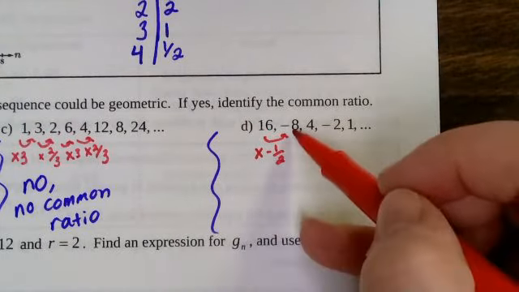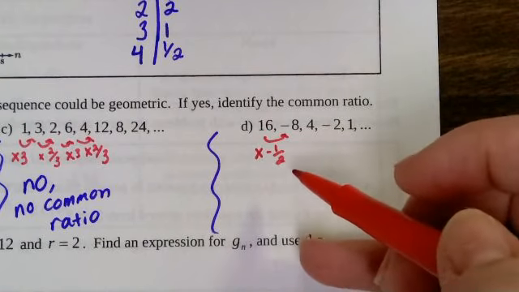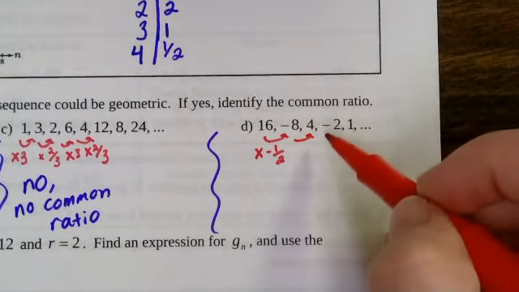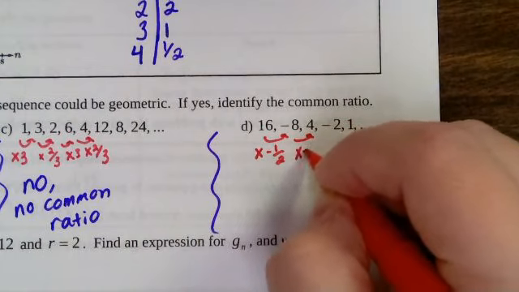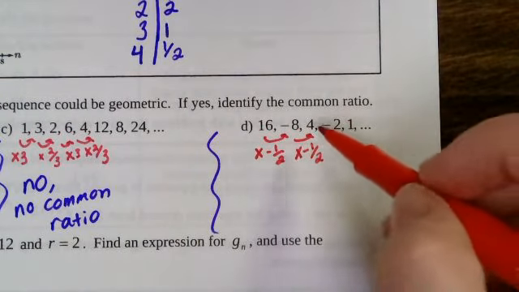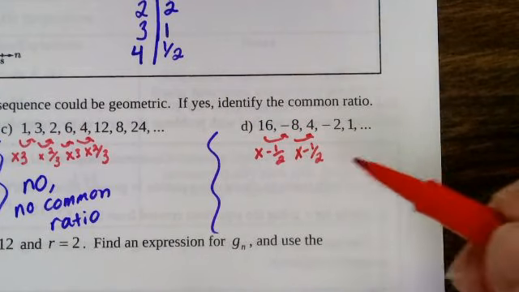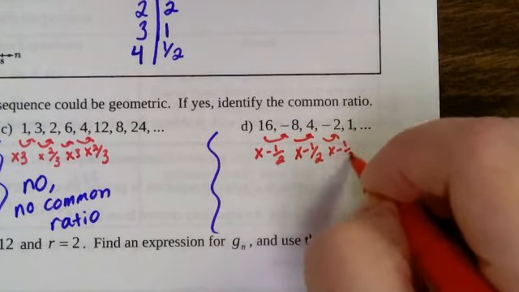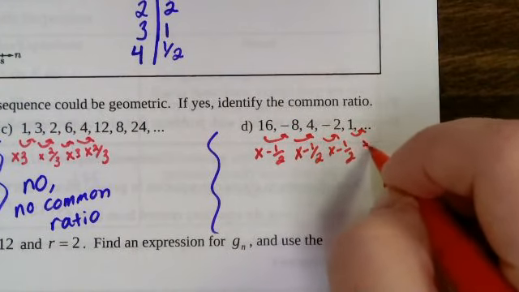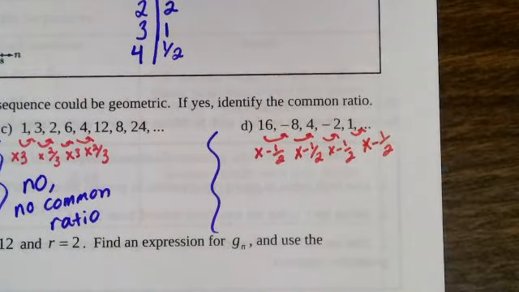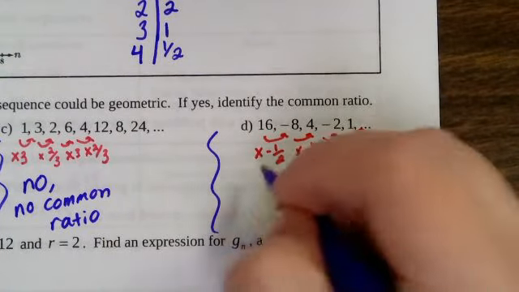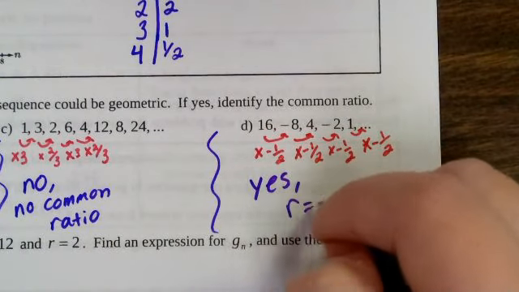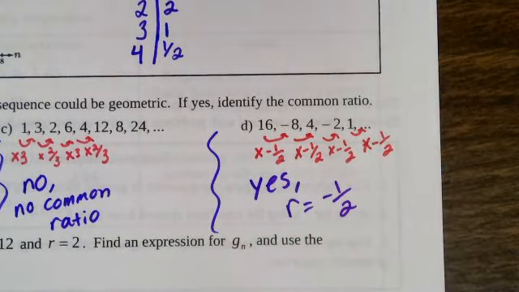Again, you could have done this by putting a negative 8 over 16 and reducing it. It would come out as negative 1/2. Well, from negative 8 to positive 4, again, it was cut in half and the sign changed. So same thing, they multiplied by a negative 1/2. Again, you could have done this by saying 4 over negative 8. Reduce that down, it would give you that negative 1/2. But each one of these is getting multiplied by a negative 1/2. So there is your constant ratio. Yes, this is a geometric sequence. So we'll say yes, and that r is negative 1/2.